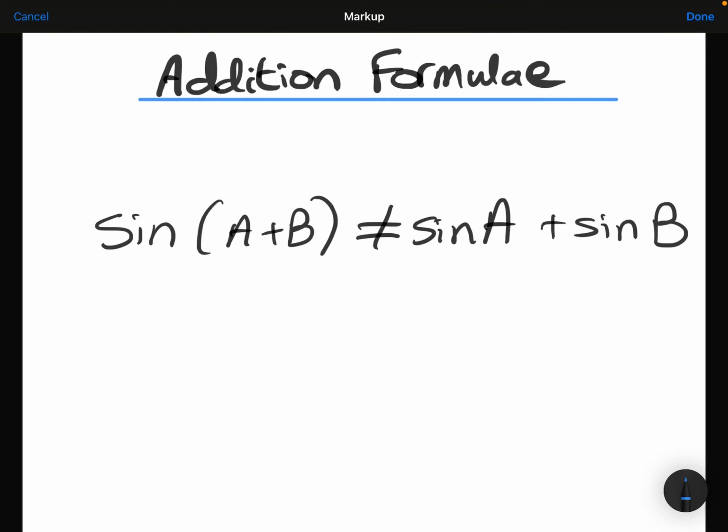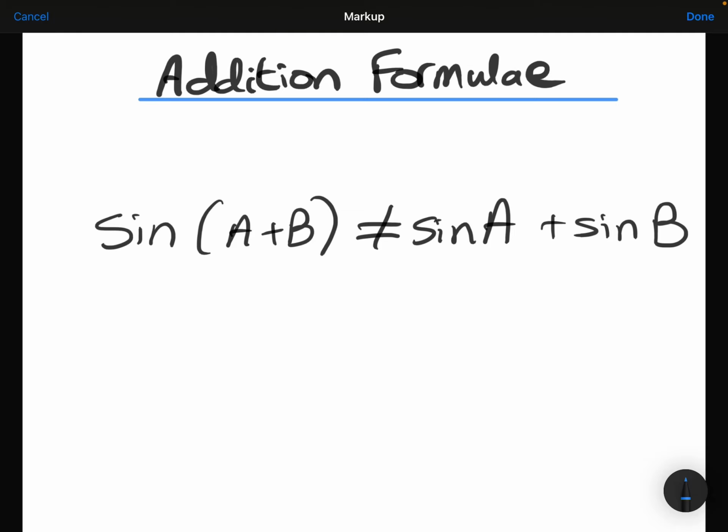This video is all about using the addition formulae. I'll post a link in the description to a video where I have derived all of these formulae that I'm going to show you. So I'm not going to go through the proofs in this video, I'm just going to show you what the formulae are and then how to use them.